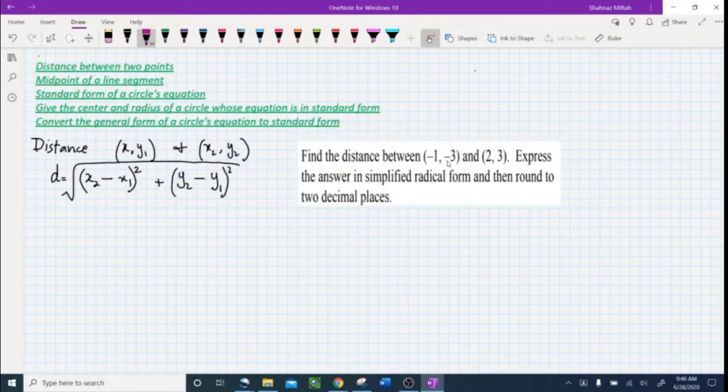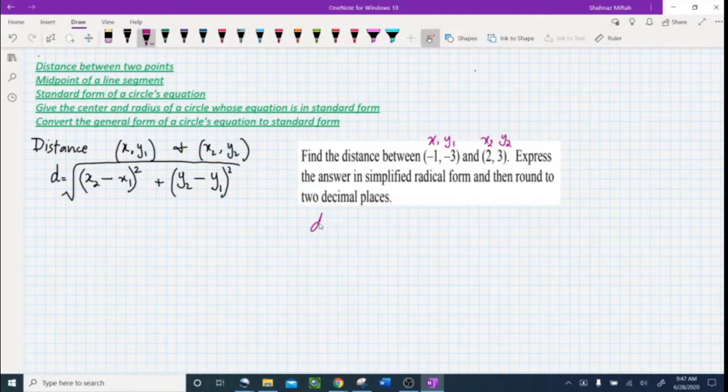So find the distance between (-1, -3) and (2, 3). You do know these are my 2 points, so I can label them x1, y1, and this is very important. It's really important that you label them, because sometimes when we start plugging in, we forget which one was x1, which one was x2, or which one is y2 and y1, and most of the time we mix up these things if we don't label them, and you get the wrong answer.